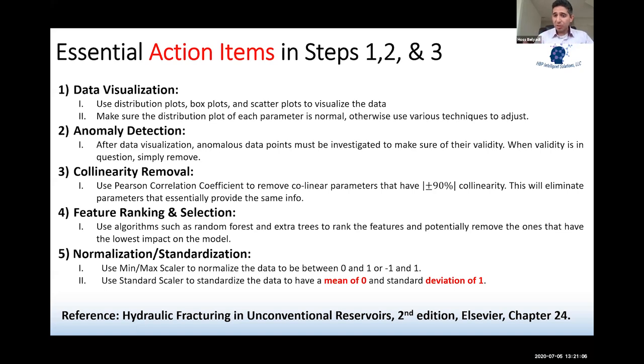What I recommend is simply using a distribution plot to understand the distribution of each parameter, box plots, which give you an idea of which data points are outliers, and then scatter plots, which also give you a lot of perspective on some of the outliers in your model. So data visualization is a very, very important step before you do anything.